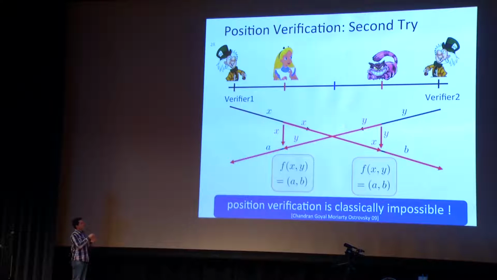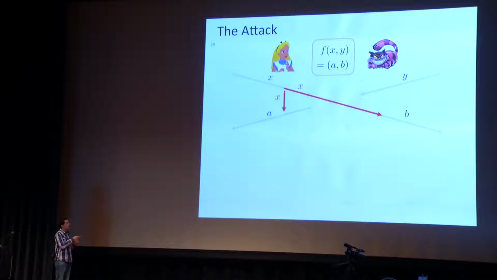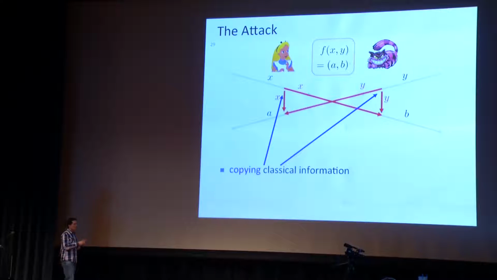Because simply you can set up attackers between the claimed position and the verifiers. They intercept everything that comes along and forward it to their fellow cheaters. And they will be able to run the same function as the honest prover is supposed to run, thereby making it look to the verifiers as if somebody was there. So this doesn't work. However, if you look at the attack, they're taking a copy of this x and sharing it with their fellow cheater and then computing the function themselves. This involves copying classical information.